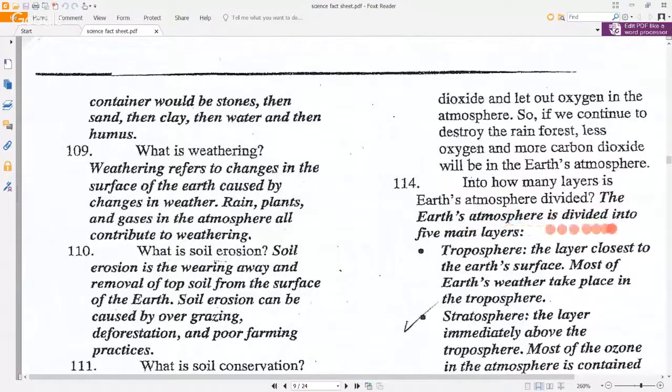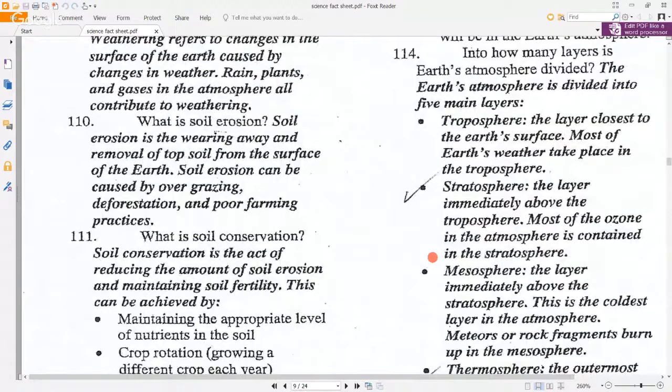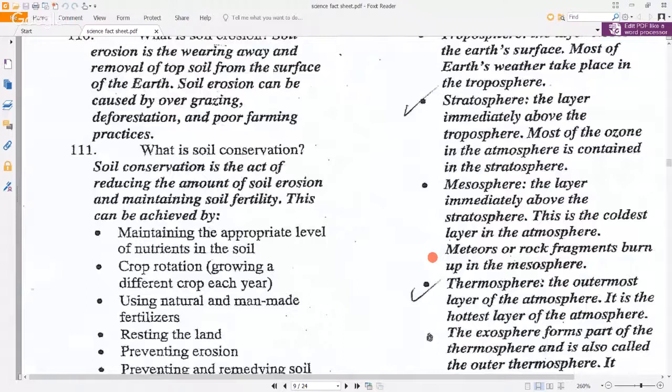The Earth's atmosphere is divided into 5 main layers. Troposphere, the layer closest to the Earth's surface, and most of Earth's weather takes place in the troposphere. The stratosphere, the layer immediately above the troposphere, and most of the ozone in the atmosphere is contained in the stratosphere. The mesosphere, the layer immediately above the stratosphere, and this is the coldest layer of the atmosphere. Meteoroids and rock fragments burn up in the mesosphere. The thermosphere, the outermost layer of the atmosphere, and this is the hottest layer of the atmosphere.